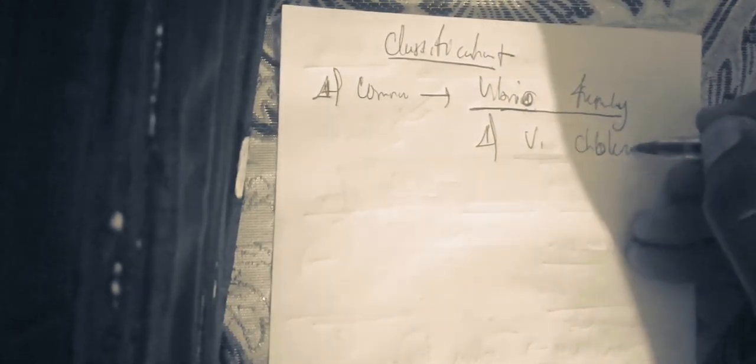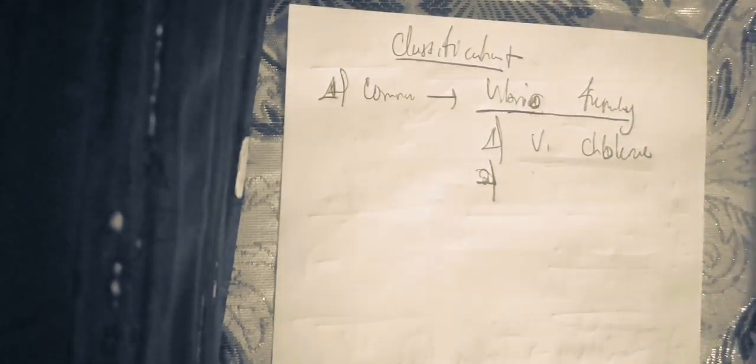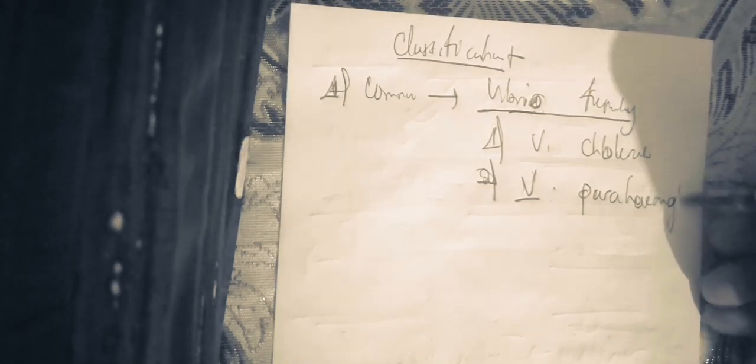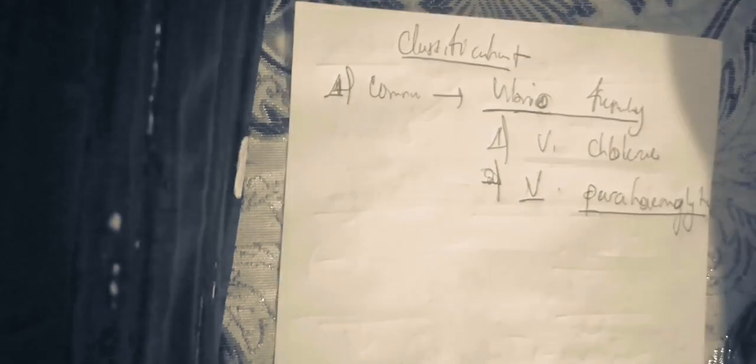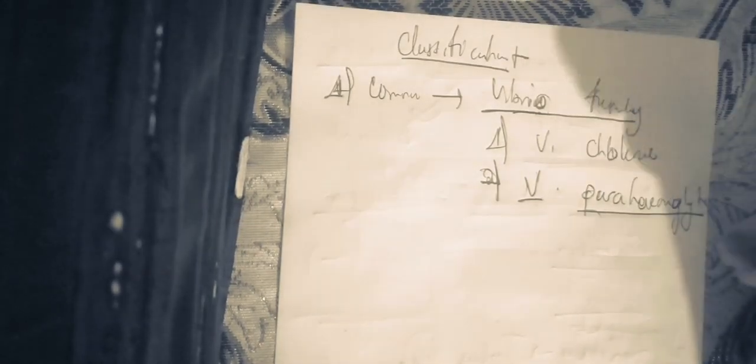Under the Vibrio family, we are going to have the Vibrio cholerae, which causes cholera. We have also the second one, and the cholera results in a secretory diarrhea. And we also have Vibrio parahemolyticus. Is it clear? So those are the two different Vibrio species inside the Vibrio family.